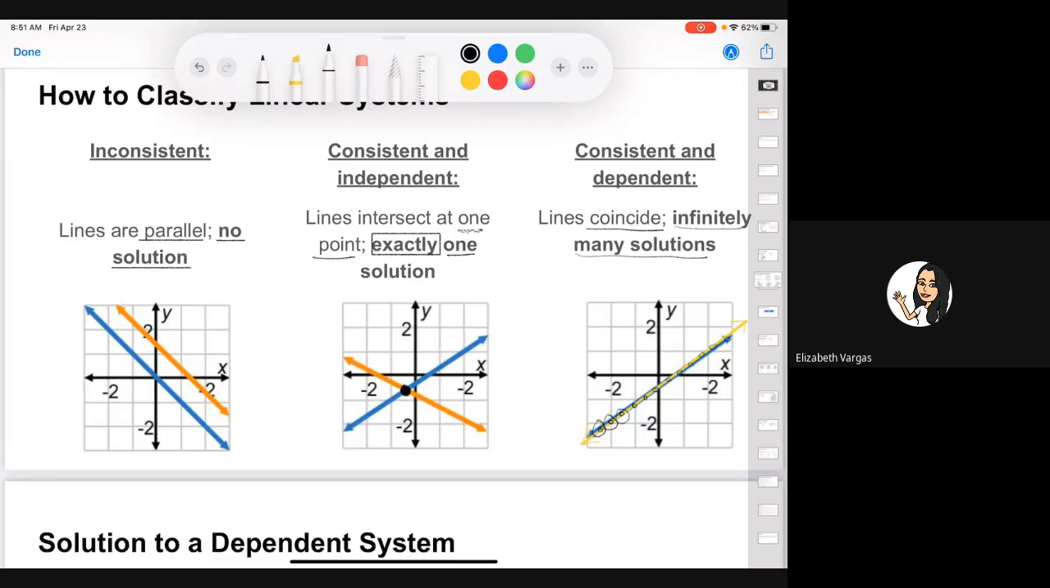So inconsistent means absolutely no solutions. Consistent and independent means it has a solution, but it only has one. So basically those two lines move independently of each other, but they do intersect at one point. And then consistent and dependent, those two lines are basically dependent on each other. So they're moving at the exact same rates. So they are exactly the same. And so because of that, those lines will continue to coincide and have infinitely many solutions. Okay, one second.